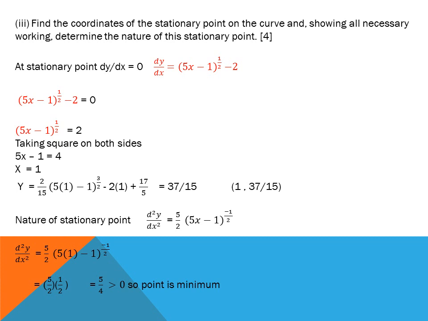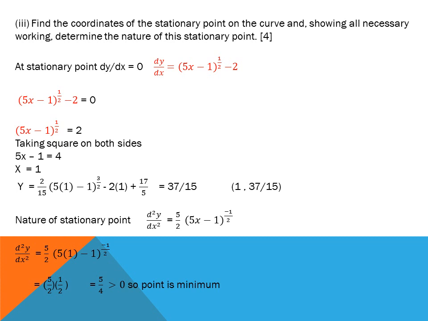Find the coordinates of the stationary point on the curve, and showing all necessary working, determine the nature of the stationary point. When there is the word stationary point, it means that dy/dx is equal to 0. Stationary point, turning point, minimum point, maximum point: for all these terms we should place dy/dx equal to 0. I put dy/dx equal to 0 and find the value of x.